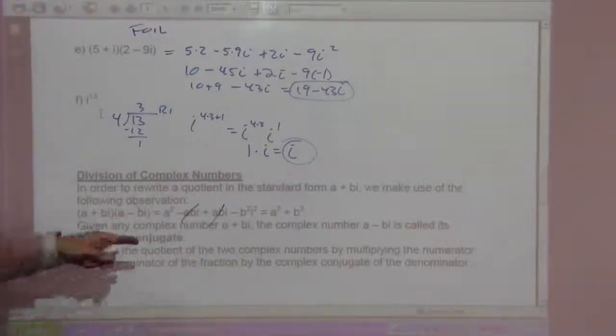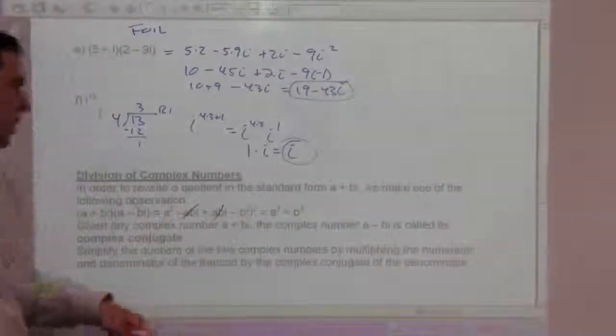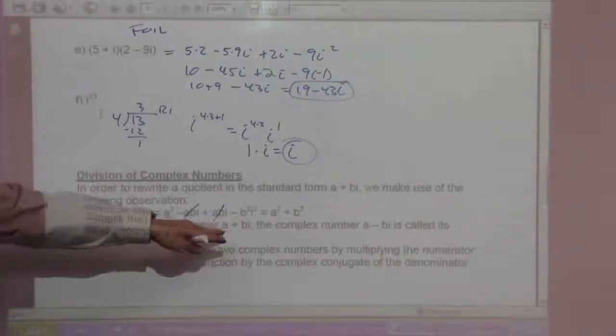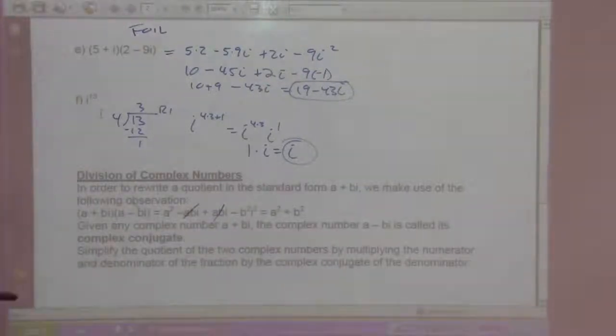So given any complex number a plus bi, the complex number a minus bi is called its complex conjugate. So if you ever have 2 plus 3i, 2 minus 3i is its complex conjugate. Simplify the quotient of the two complex numbers by multiplying the numerator and denominator of the fraction by the complex conjugate of the denominator.